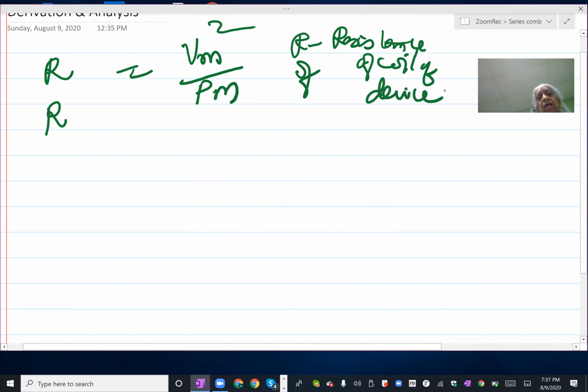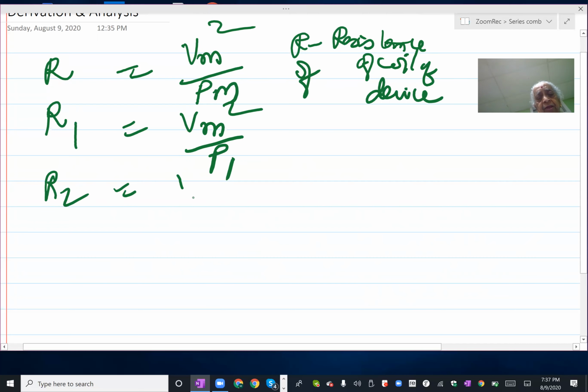Coil of the device. Now R1 will be equal to Vm squared by P1, because I told you for A it is only P1. R2, the resistance of the second heater, will be Vm squared by P2, and R3 will be equal to Vm squared by P3.